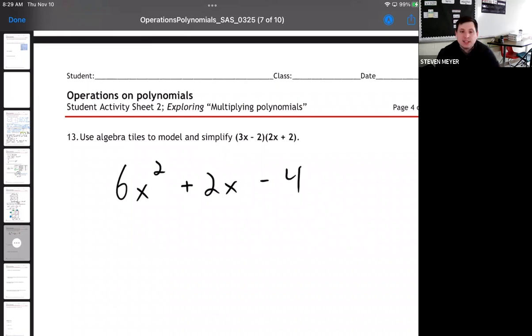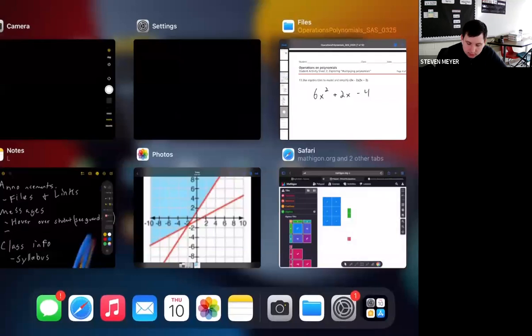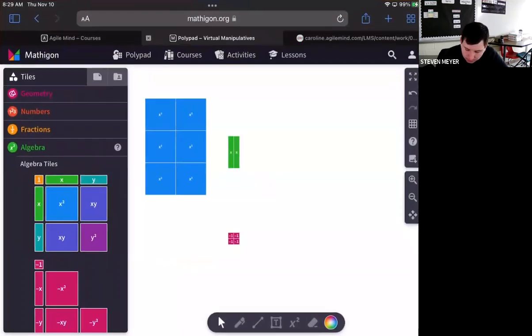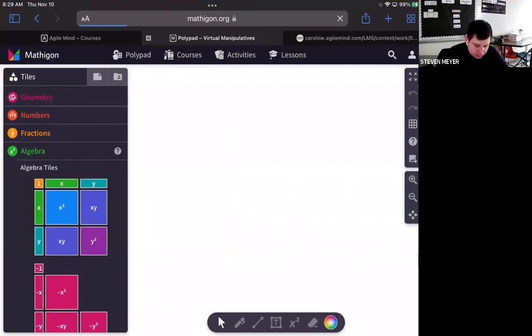Okay, we'll do one more of these together using the algebra tiles. So let's switch back to Polypad, and I'll just refresh the screen to clear everything off. Okay, so I'm looking at the next question. It says to use algebra tiles for 2x minus 3 times x plus 1.